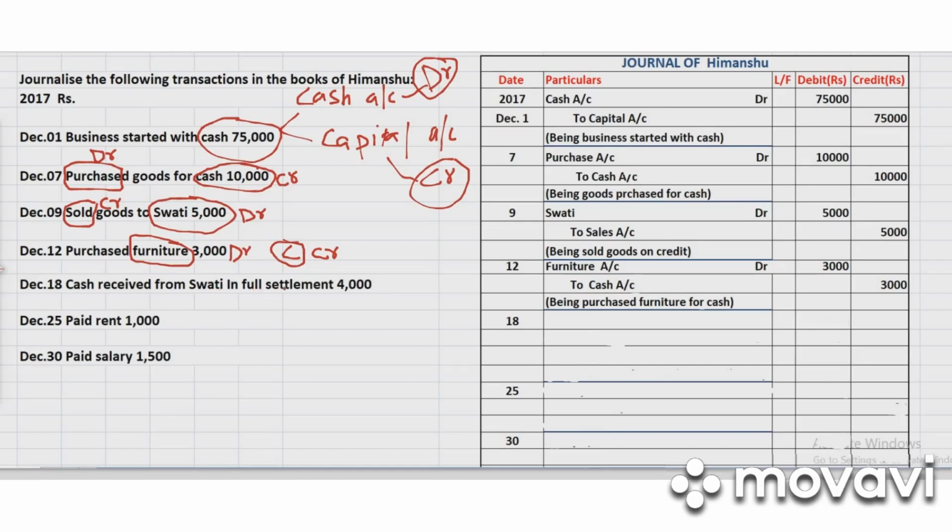So Swati's account is closed. Right? See here, cash received from Swati in full settlement 4,000. So Swati has to pay actually 5,000. You can see it here. But here Swati is paying only 4,000. But it is said in full settlement means account is closed. That means the remaining 1,000 is discount. Discount given to Swati. Okay.